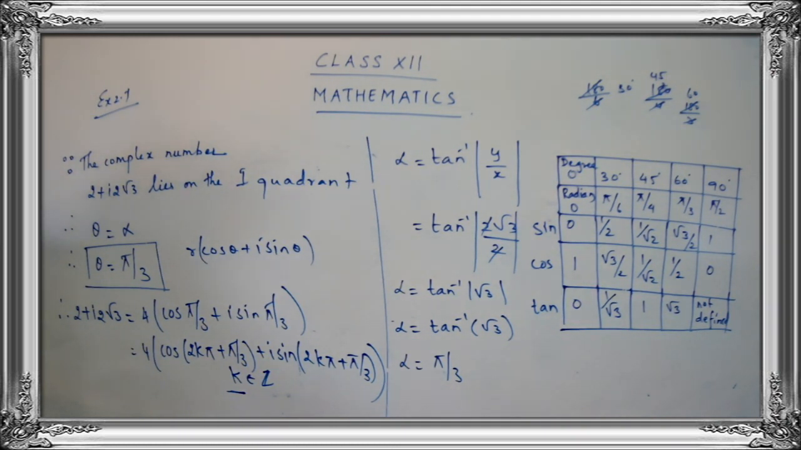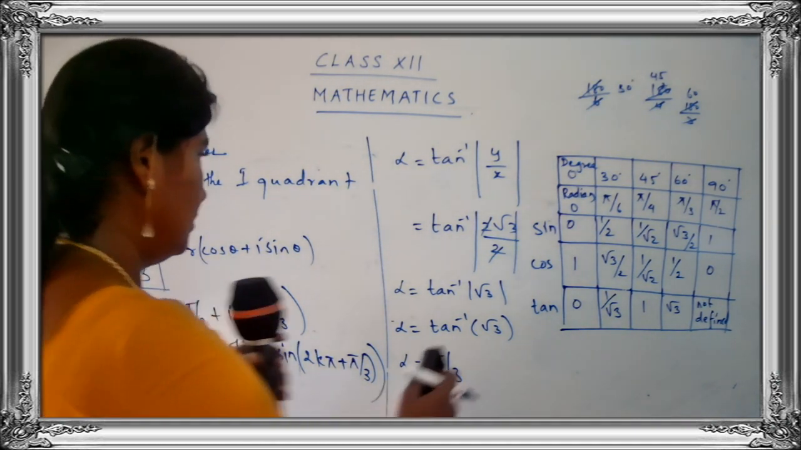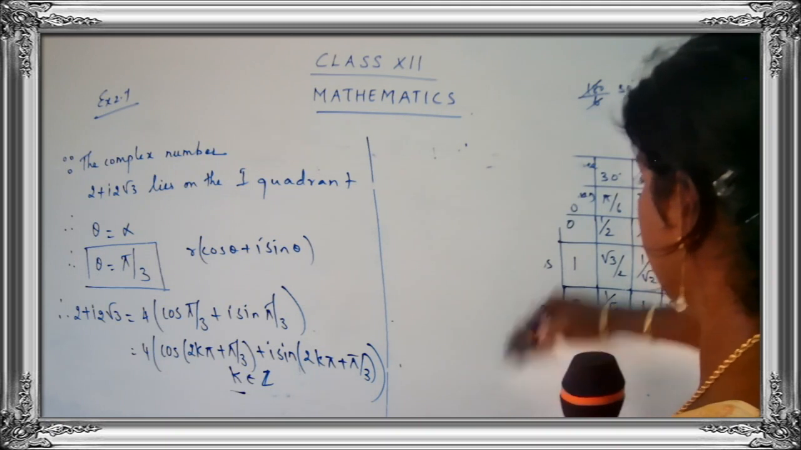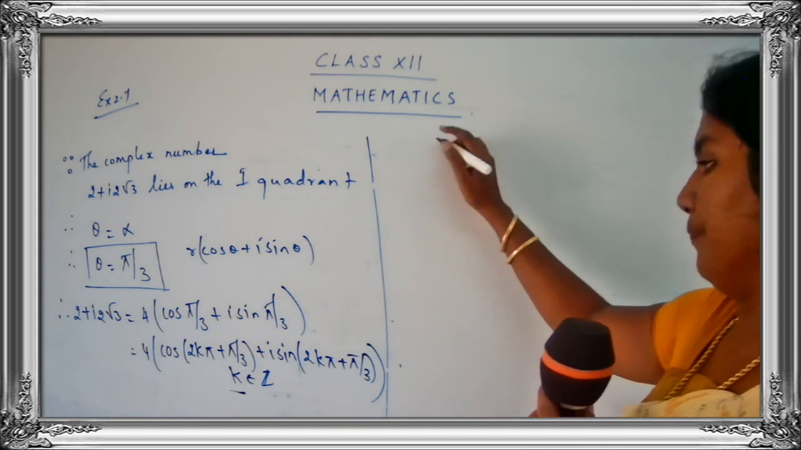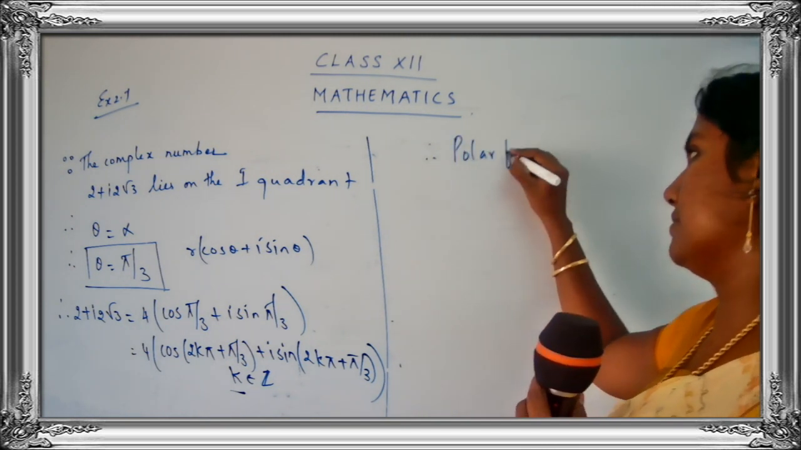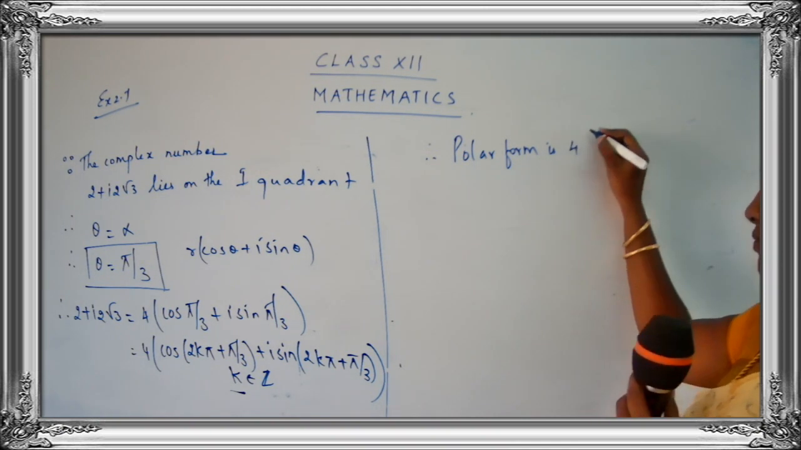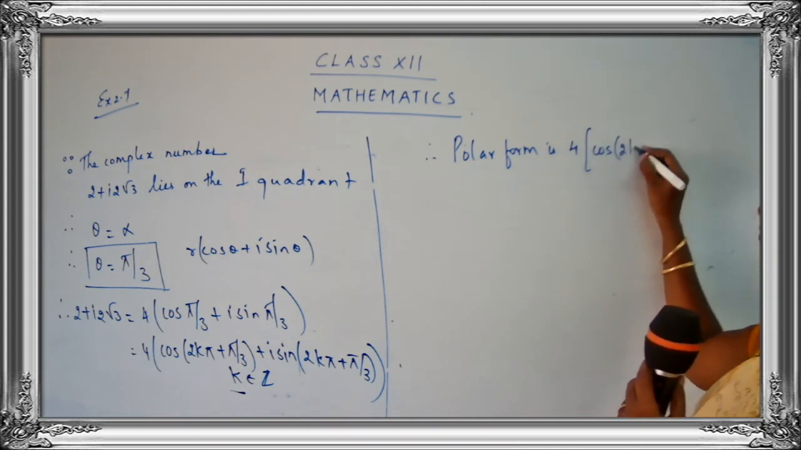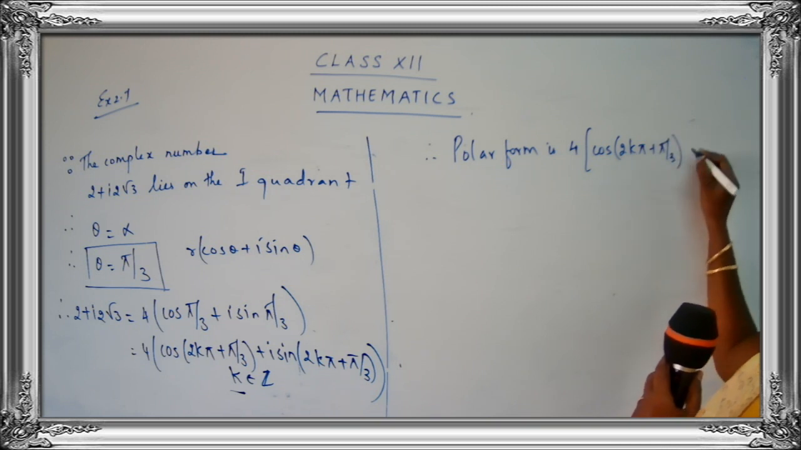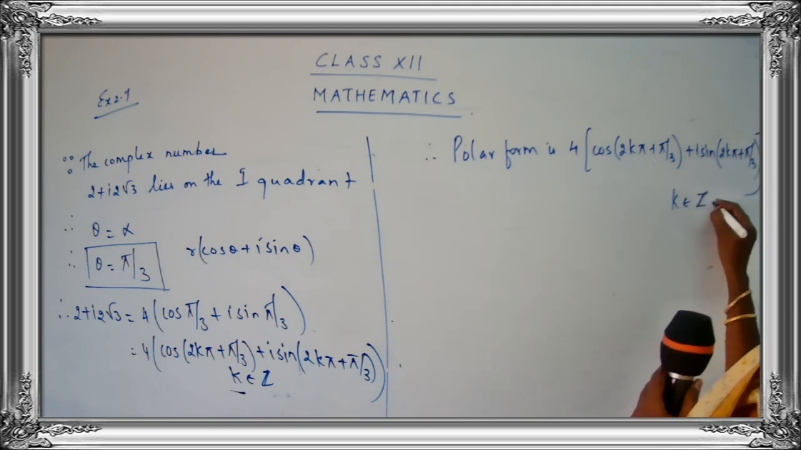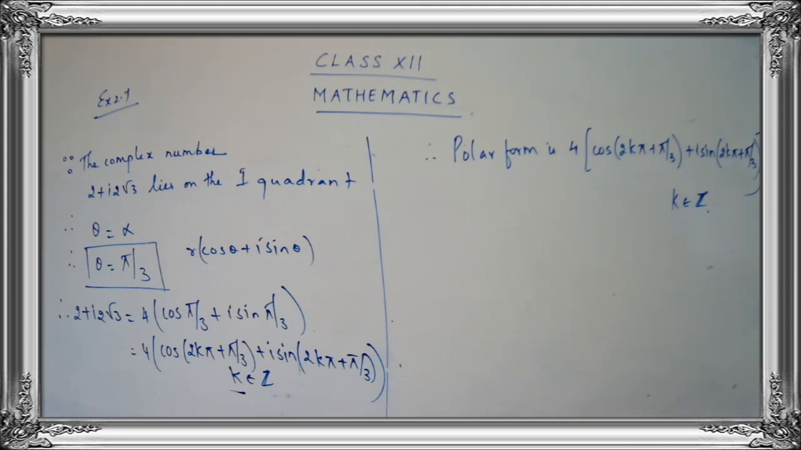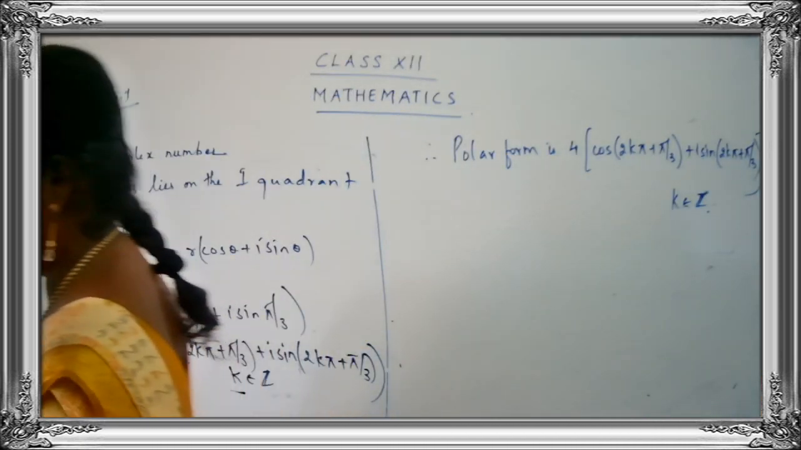Okay, children, have you taken down? So we'll have one more statement. We'll write the final statement. Just complete the final statement saying, therefore, polar form is 4 [cos(2k pi plus pi by 3) plus i sin(2k pi plus pi by 3)], k belonging to Z. Okay, children, so this is the required answer. So we have completed the first question, the first subpart from the first question.